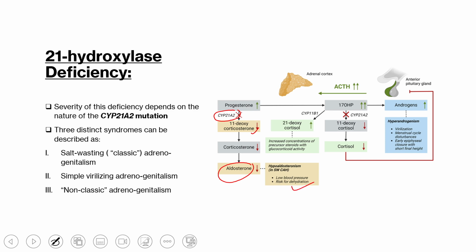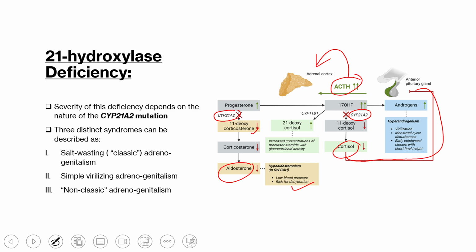And similarly, this mutation also results in reduced production of cortisol, and this reduced cortisol level results in a loss or absence of feedback inhibition to the ACTH secretion. So ACTH secretion will be increased, and this results in hyperplasia of the adrenal cortex along with all other parts of the adrenal gland. And this reduced feedback inhibition results in increased ACTH production.